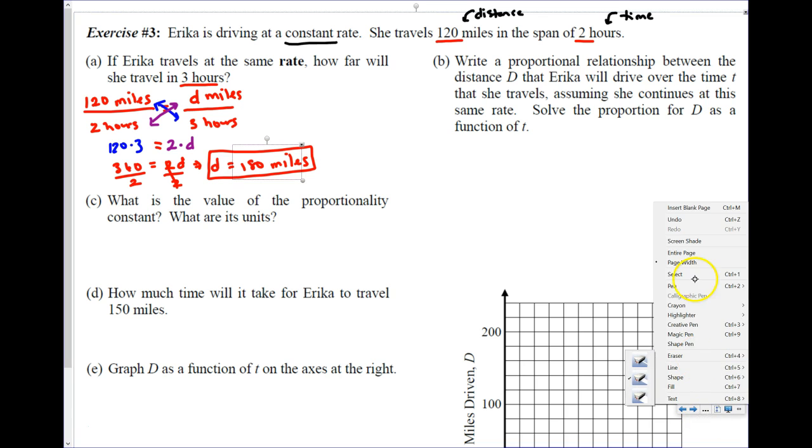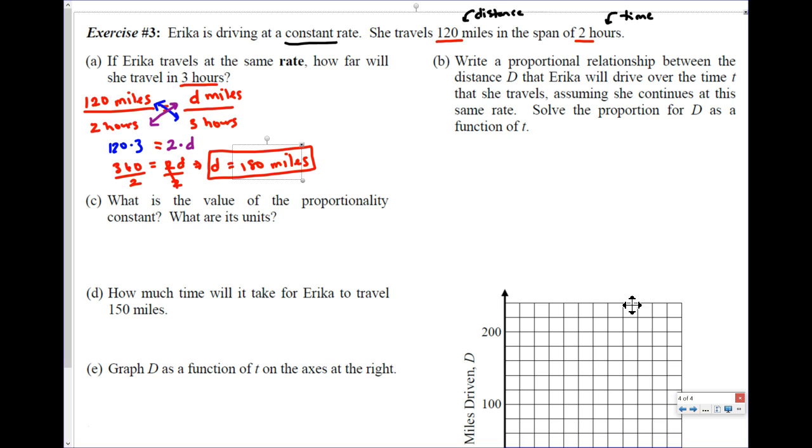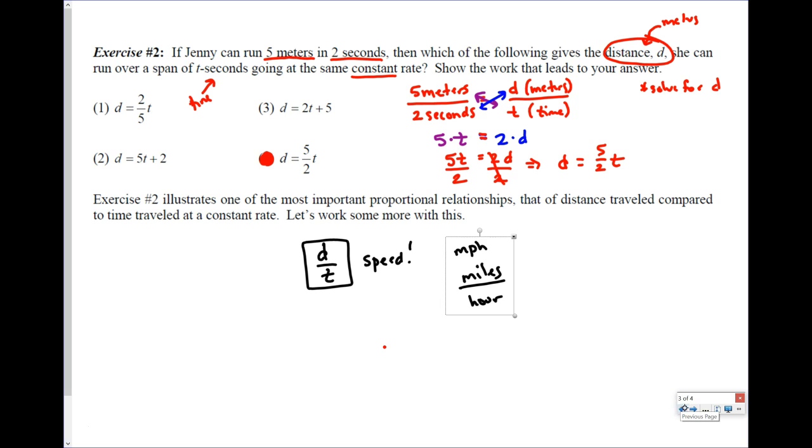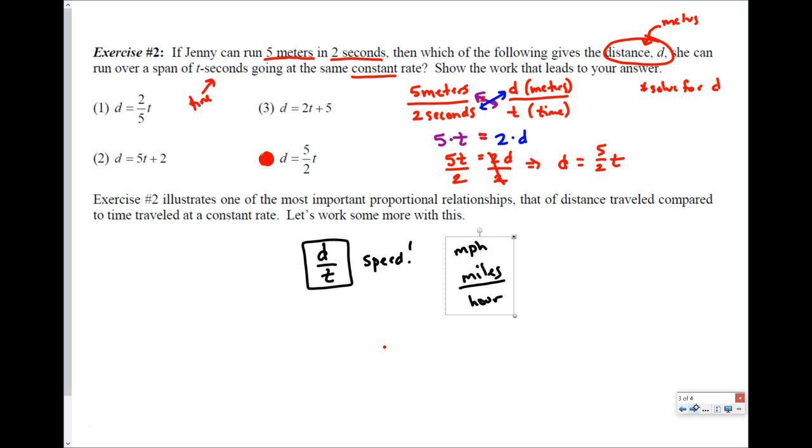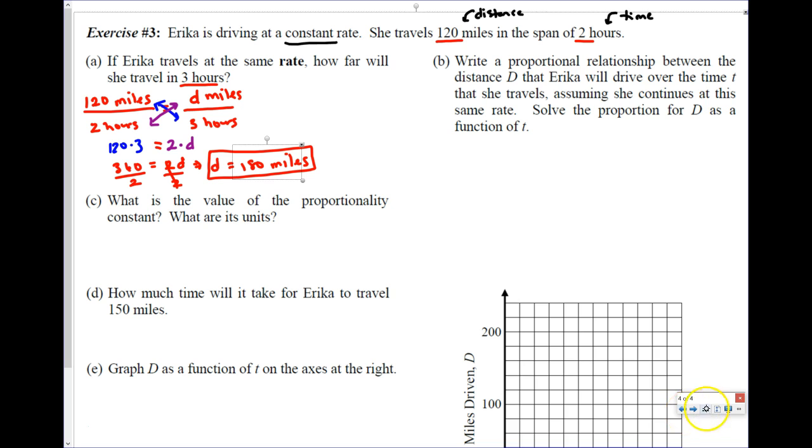So letter B, write a proportional relationship now between the distance she will drive over the time that she travels, assuming she continues at this rate. So this problem is very similar. I'm going back here for a second. This problem is almost identical to this problem C right here, where we had the 2 variables and had to solve. But now instead of apples and cost, now we have distance and time.